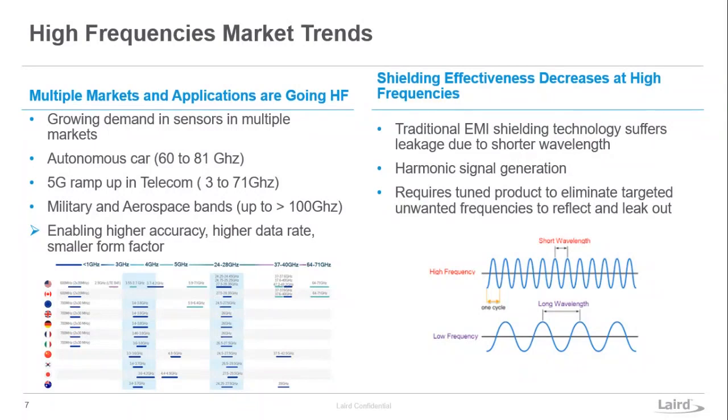Obviously, the military and aerospace industry have been using high frequency bands for a long time, and they are still going towards even higher frequencies, even above 100 gigahertz. Obviously, there is some rationale behind this movement towards higher frequencies. Higher frequencies enable higher accuracy, which is important for sensor applications, for example. Higher data rate, which is important for all the telecom and datacom applications, or enabling a more compact design, which is also a constraint or a trend that designers are playing with for various types of consumer or even medical and industrial and health devices.